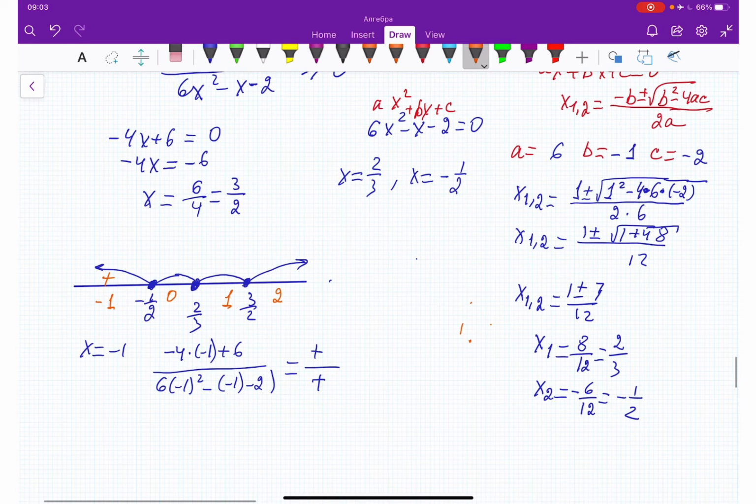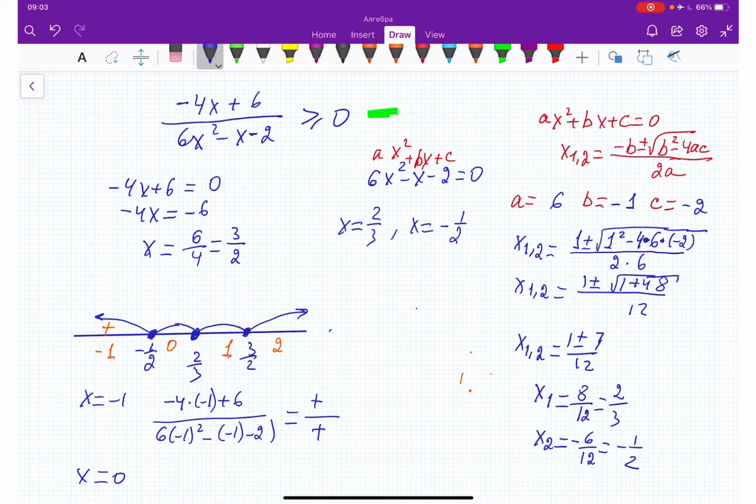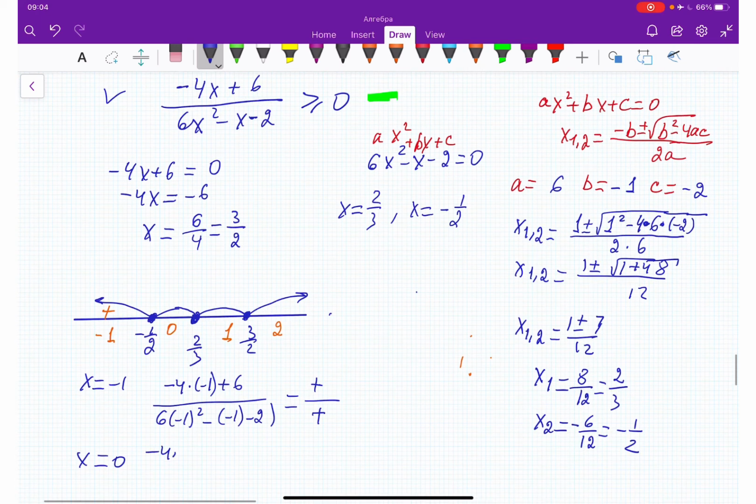And then the same way, x is equal to 0. So for x equal to 0, plugging here: -4 times 0 plus 6, 6 times 0 squared, minus 0 minus 2. So we are getting here positive over negative. So it's going to be negative.